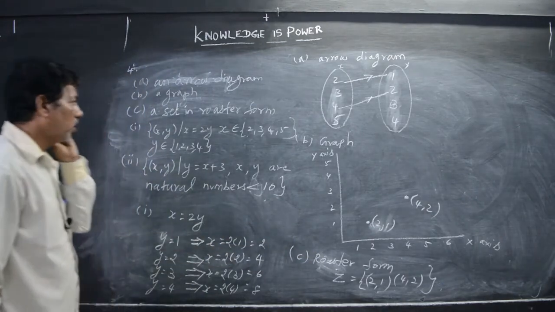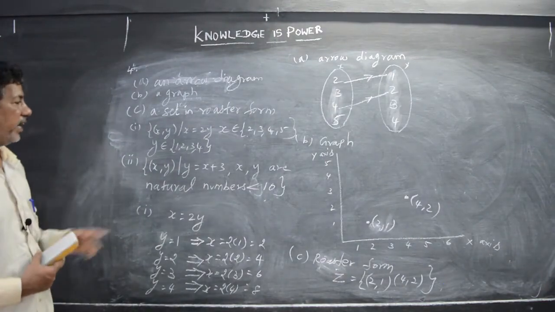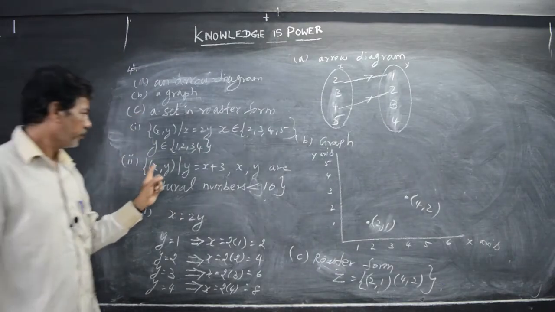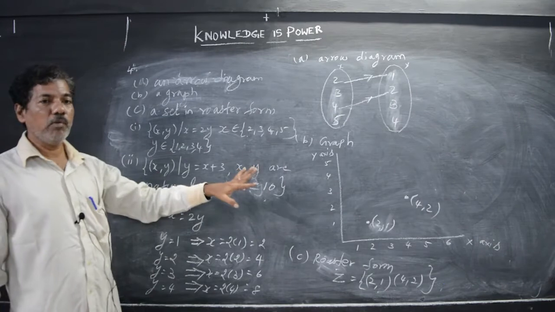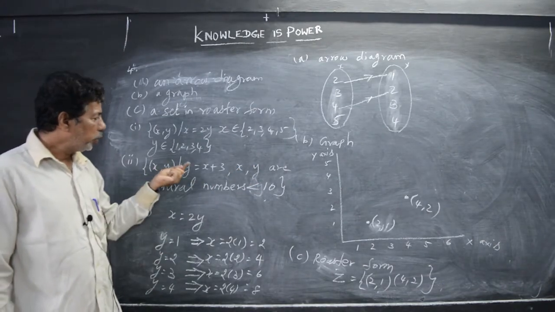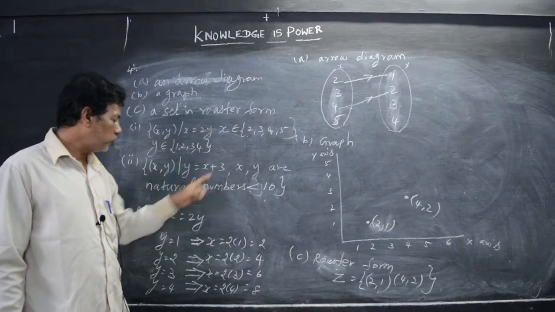Is it clear? Okay. Now we move on to the second question. For the second question, I will give the clue; try it as homework in this list. See, the same model only. Instead of this equation, you have to put this equation: y equals x plus 3.